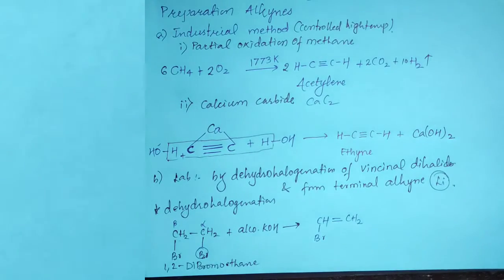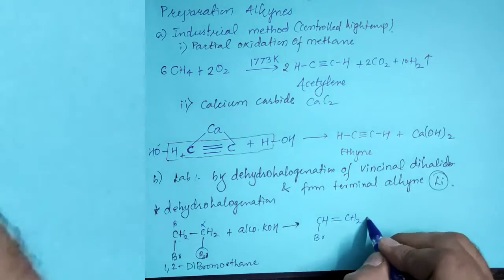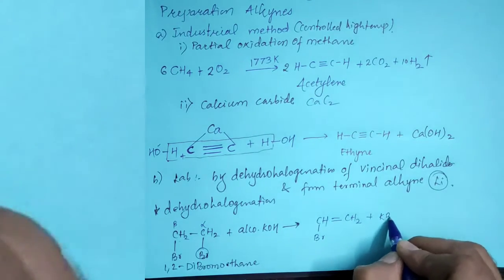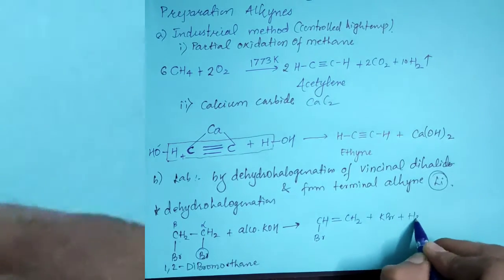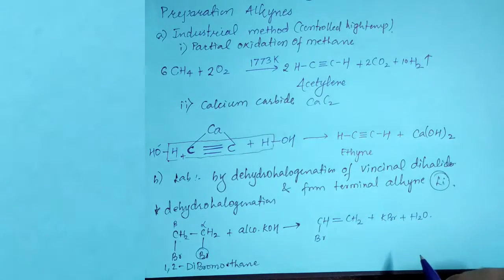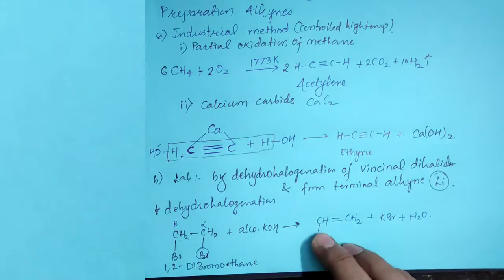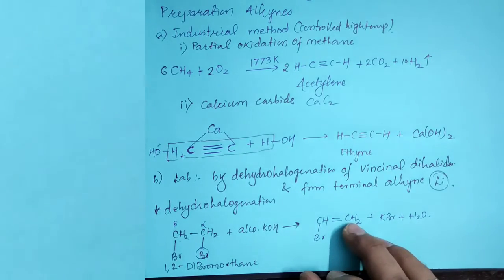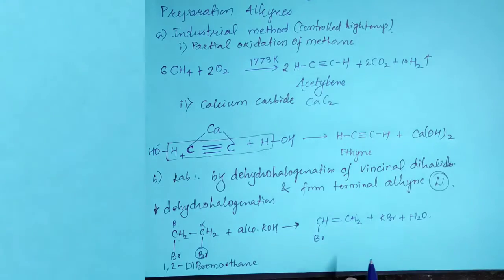The product formed is vinyl bromide plus KBr plus H2. This is where the first step is completed. In the second step we will add sodamide. In sodamide what will happen? Sodium bromide forms and the beta hydrogen is removed to form ammonia gas.